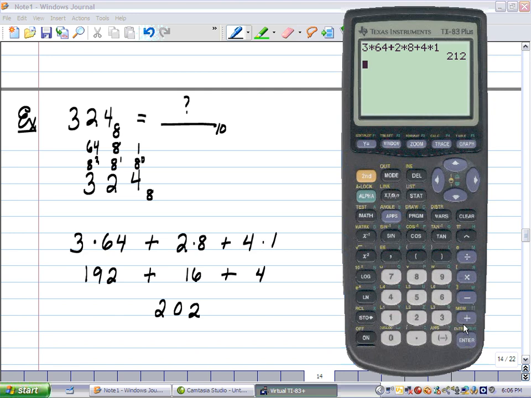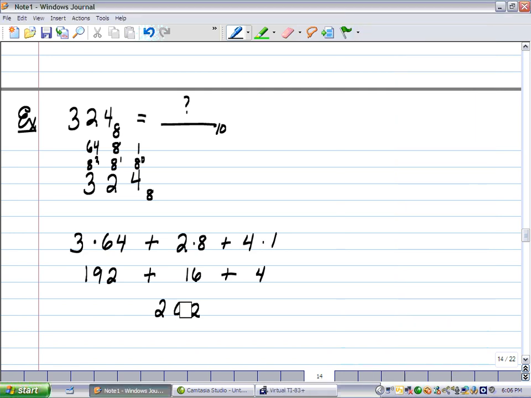And did I add wrong? Looks like I did. Add wrong. 212 base 10. We'll do better with our crutches, don't we? 324 base 8. It's the same thing. It's 212 base 10. Okay.